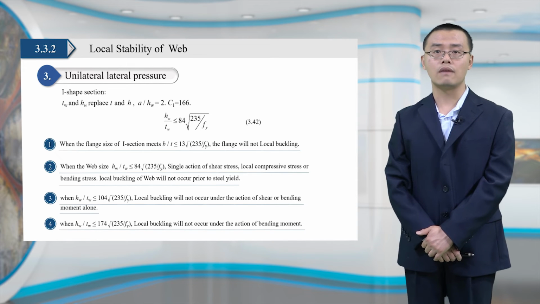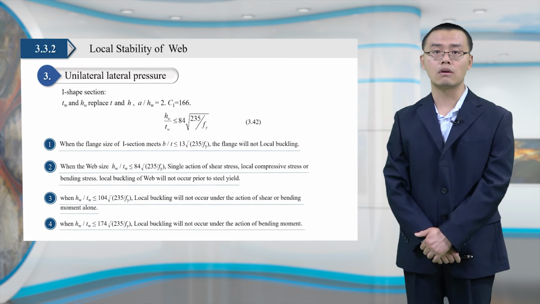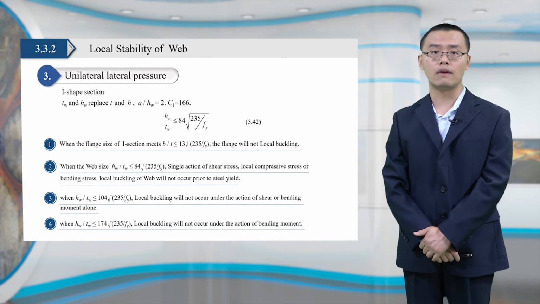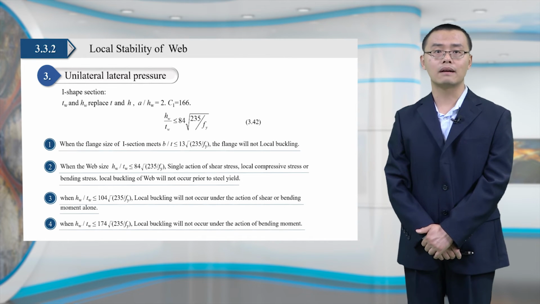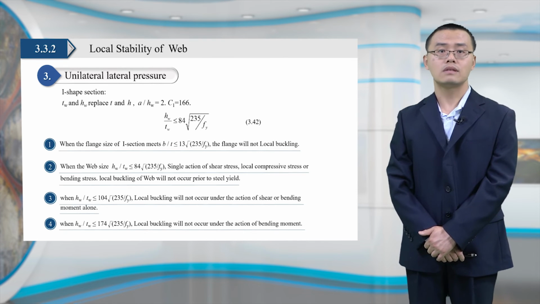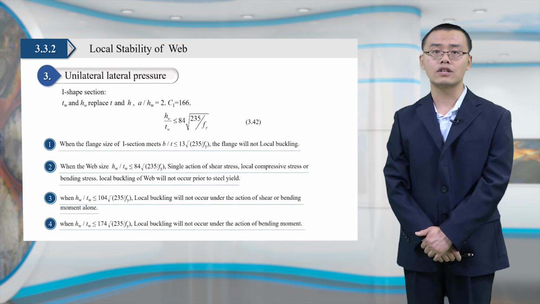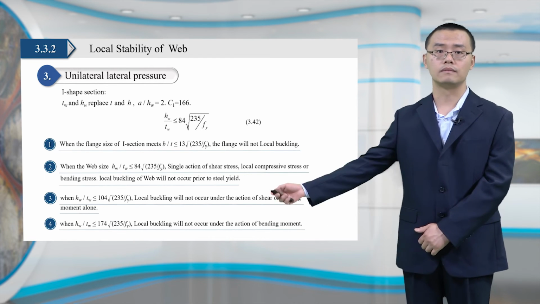When the flange size of I section meets the ratio limitation, the flange will not locally buckle. When the web size meets the ratio limitation, under the single action of shear stress, local compressive stress or bending stress, local buckling of the web will not occur prior to steel yield. When such ratio is satisfied, local buckling will not occur under the action of shear or bending moment alone. When such ratio is satisfied, local buckling will not occur under the action of bending moment.